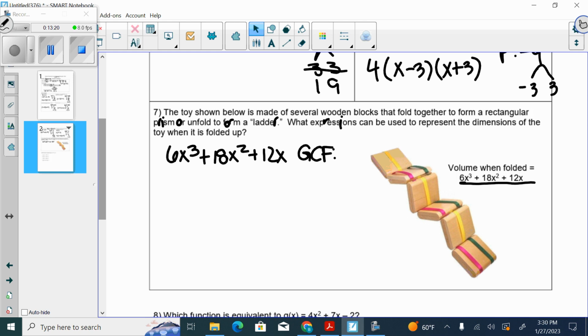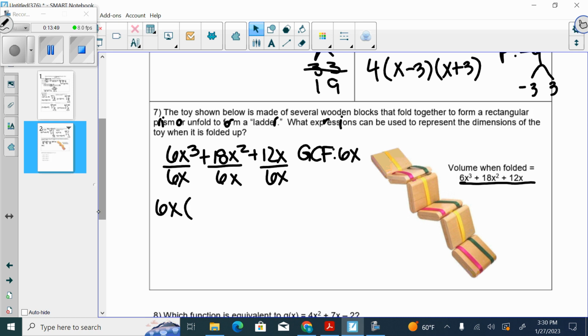Okay, what is the GCF here? They do all have something we can divide by 6. Do they have anything else? An x. They all have an x, right? So I can also take out an x. So our GCF is 6x. So I divide all of these pieces by 6x, all right?